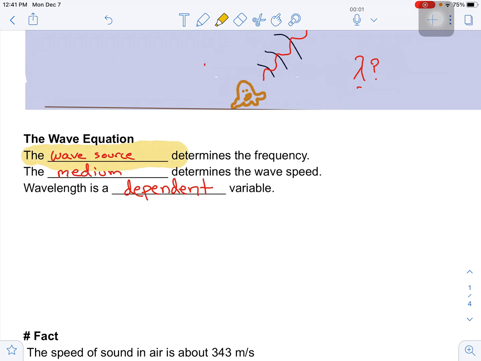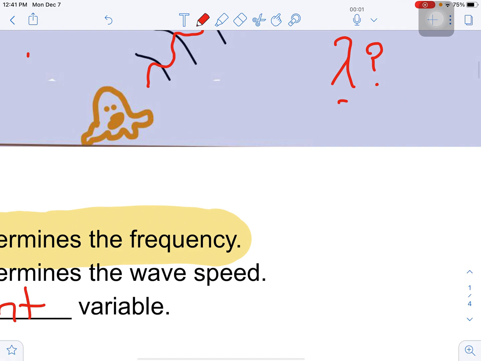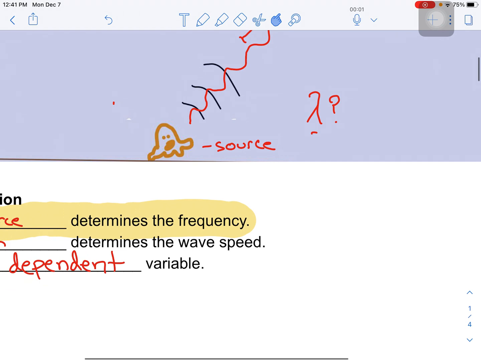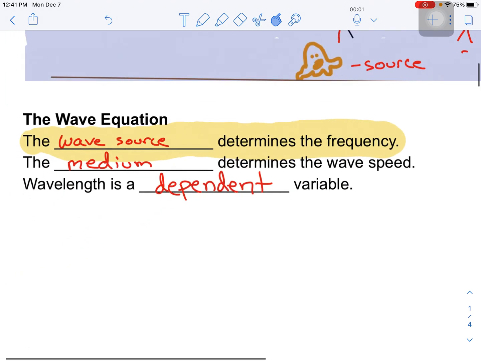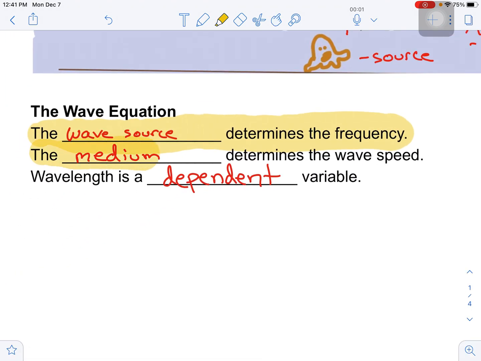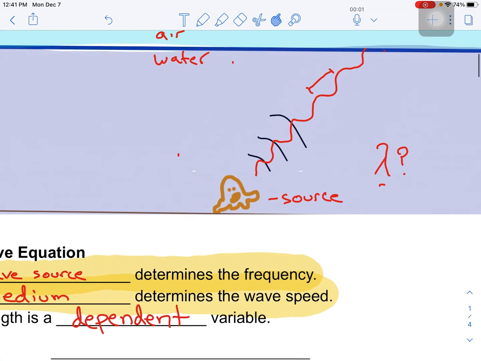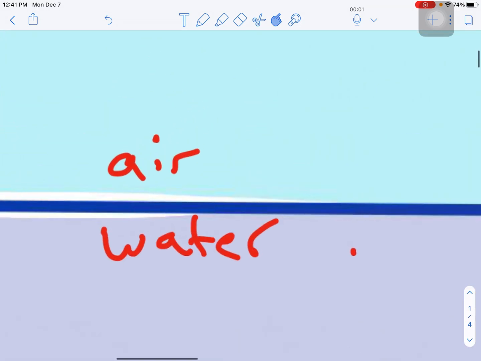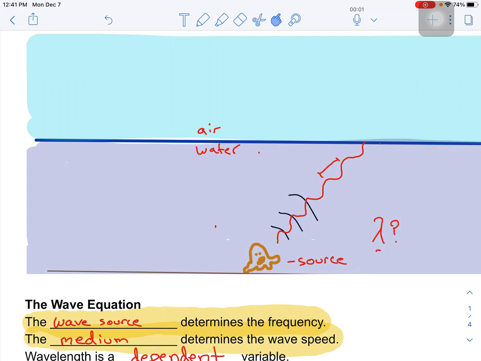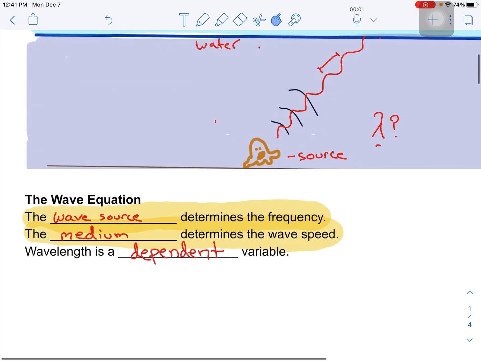The wave source determines the frequency. What's the wave source in this example? That's Cthulhu. He or she is the wave source. So he's going to determine the frequency by how fast or slow he vibrates his tentacly vocal cords. The medium determines the wave speed. So whether we're in water or in air, that's what the speed of sound is dependent on.